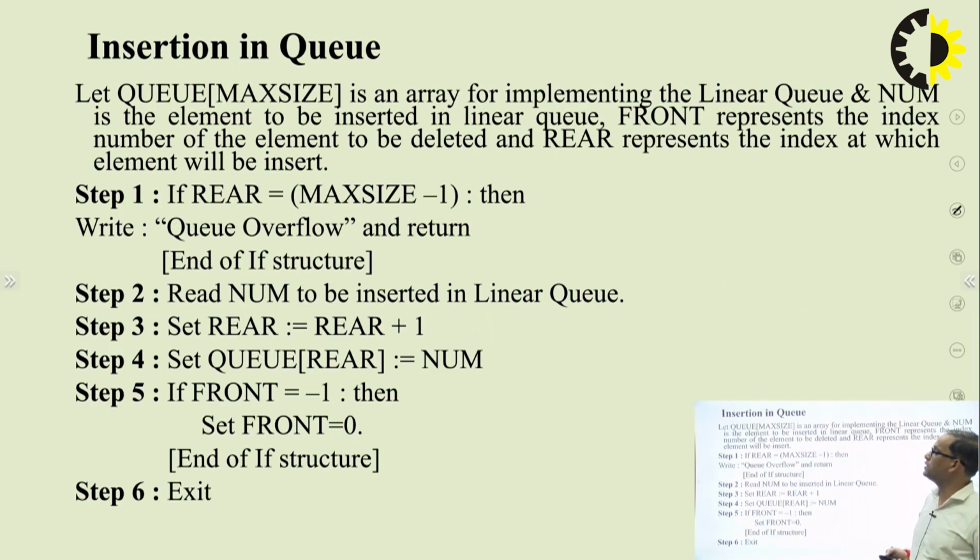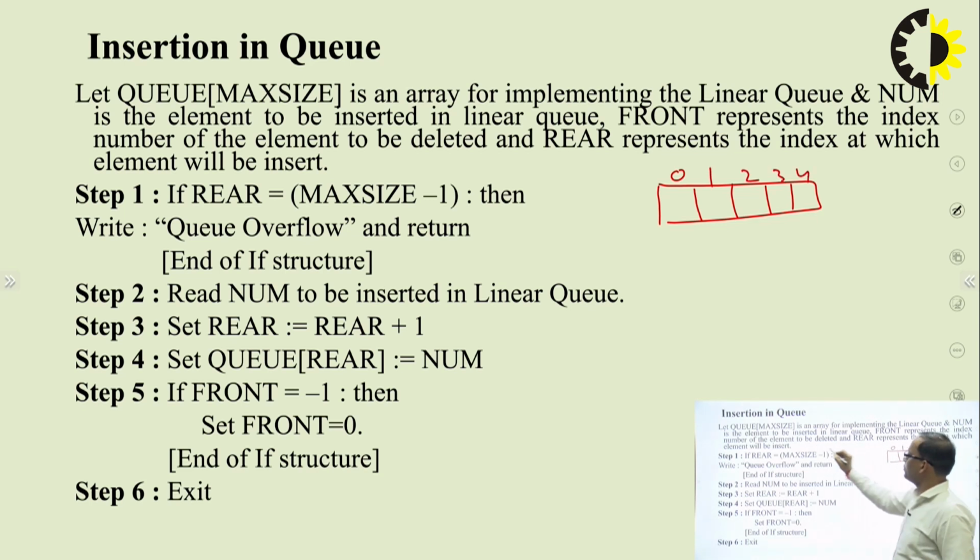So at first we will see insertion in a queue. How can insertion be performed in a queue? What are the steps used to insert an element in a queue? Here we are talking about the array implementation of the queue. Whenever we implement the queue using an array, at first we have to define the maximum size of the queue. Suppose we have a queue that can store a maximum of 5 elements. So the index will be 0, 1, 2, 3 and 4. Suppose this is a queue and the max size of the queue is 5.